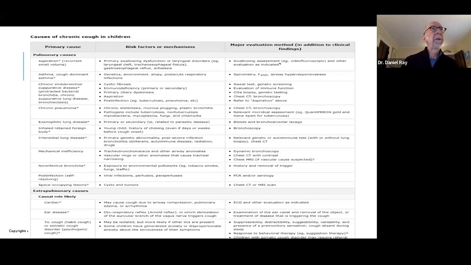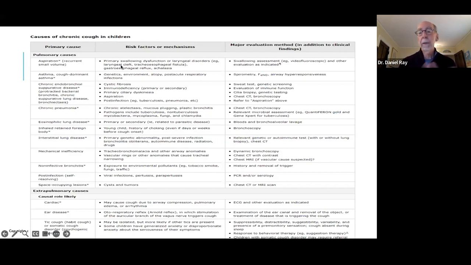So the differential diagnosis of cough in children, by far and away the most common thing is going to be asthma. The other common thing is going to be a post-infectious cough or a non-infectious bronchitis. So these three things are the vast majority of chronic cough in kids. But other things can do it.